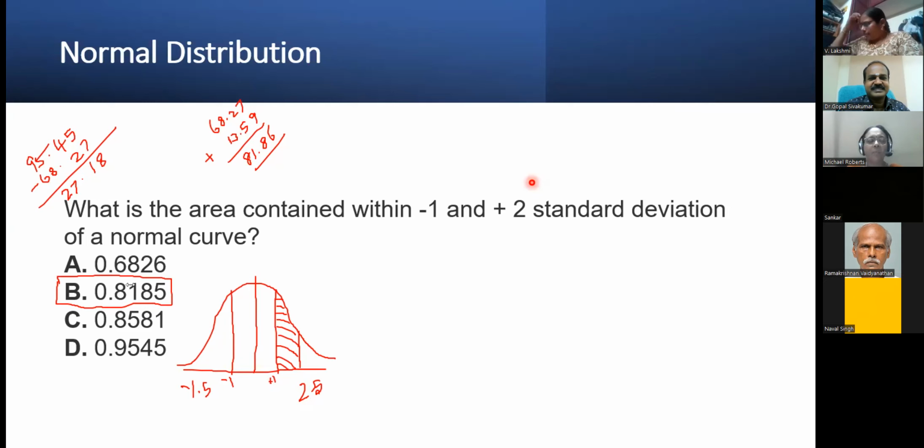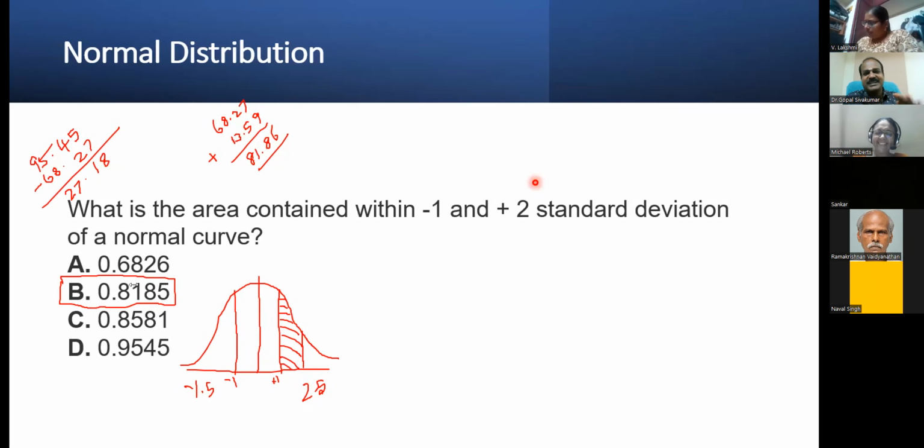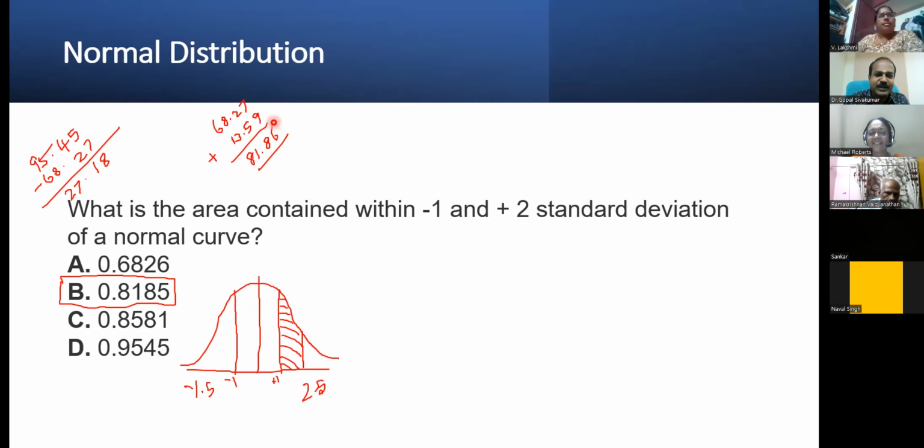95.45 minus 68.27. No, not at all required. See, all of you, we already explained this question. The shaded area, we already calculated and I have written here. Can you see here? 13.59. So 13.59 is the answer. That's all, which is half of 27.18. Exactly. I only asked the question in a slightly different manner and then you started struggling again.